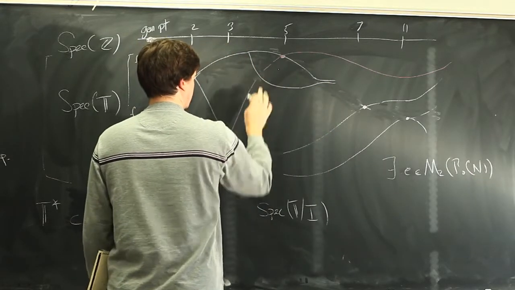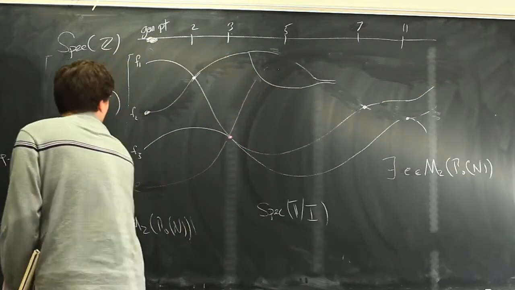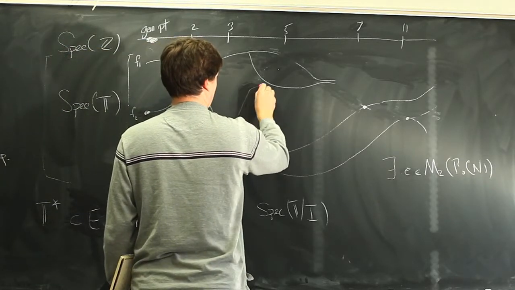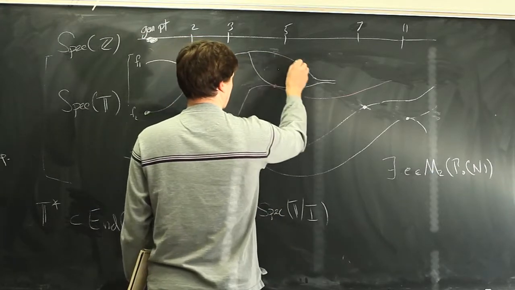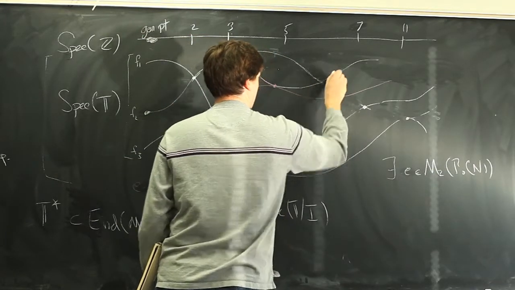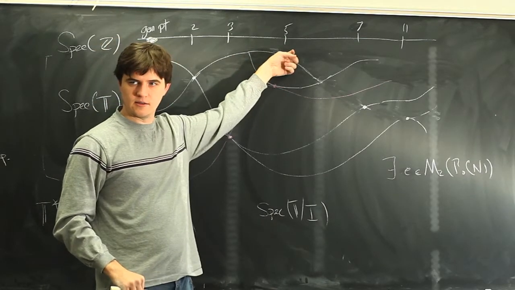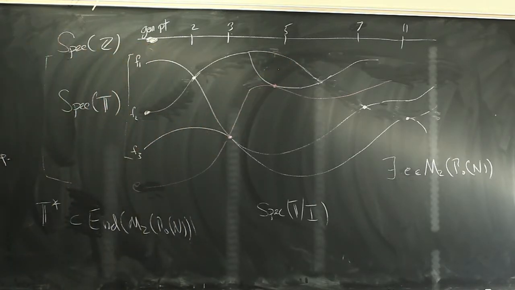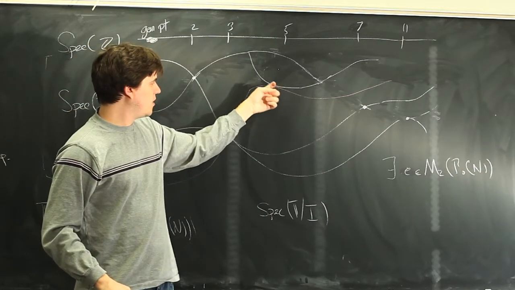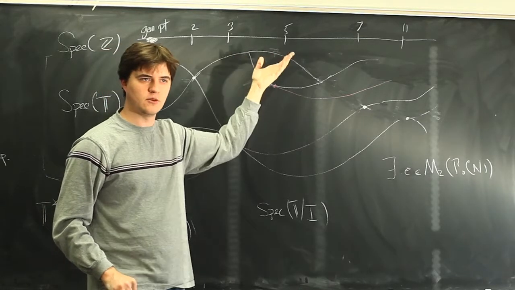Let me redraw it in a different way. Right, so it could be that you split at 5. And one branch touches the Eisenstein section and the other doesn't. Right? That's the kind of thing that we're talking about. And so in that case, these VF lambdas sort of correspond to the formal branches of this thing. So there's 2 formal branches, but only 1 actual branch.